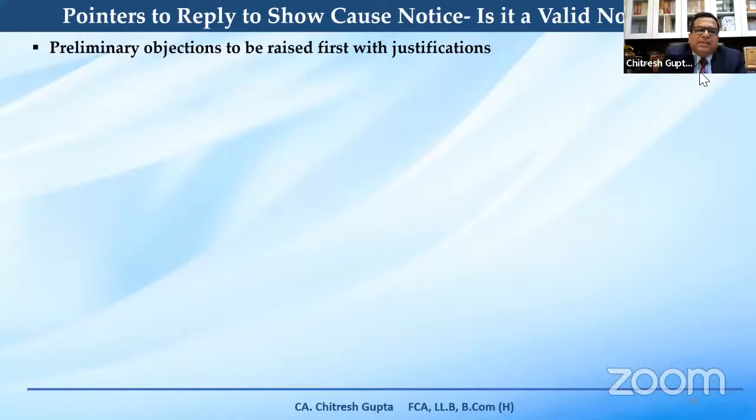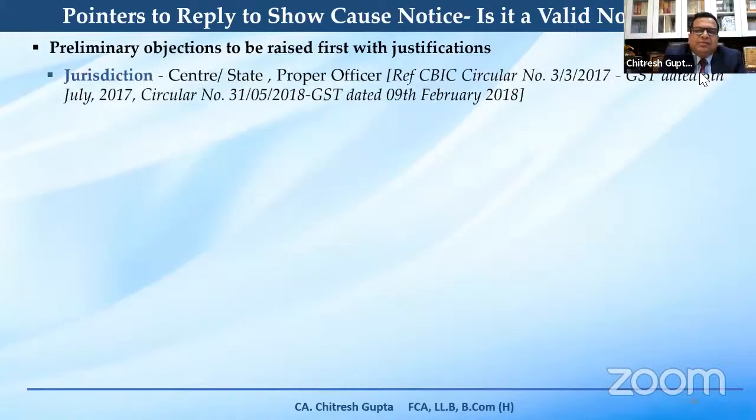Then the preliminary objections to be raised first with justification. Once you receive the show cause notice, first of all you have to check that the show cause notice has been issued by the proper officer. If it is central, then it has to be issued by the central officer. If it is state, then it has to be issued by the state, and more so it has to be issued by the proper officer, because in the GST law at many places the term proper officer has been used. Like if I take the example of section 73 or section 74, it starts with where it appears to the proper officer that any tax has been short paid, not paid, etc. The proper officer shall serve the notice.